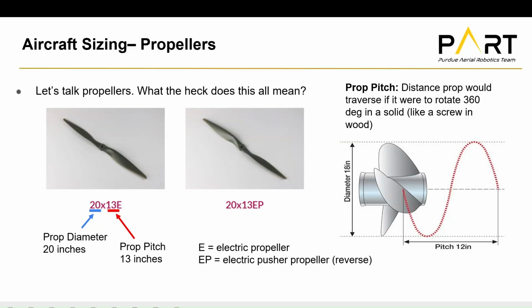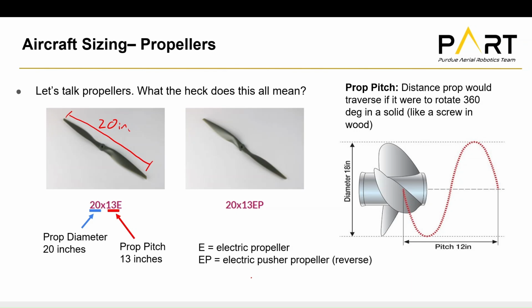Propellers are conventionally named with these kind of numbers, right? 20 by 13E, for example. This shows that the diameter of this propeller is 20 inches by that first number, okay? And then it shows it has a 13-inch prop pitch with this 13. Well, okay, what does that mean?